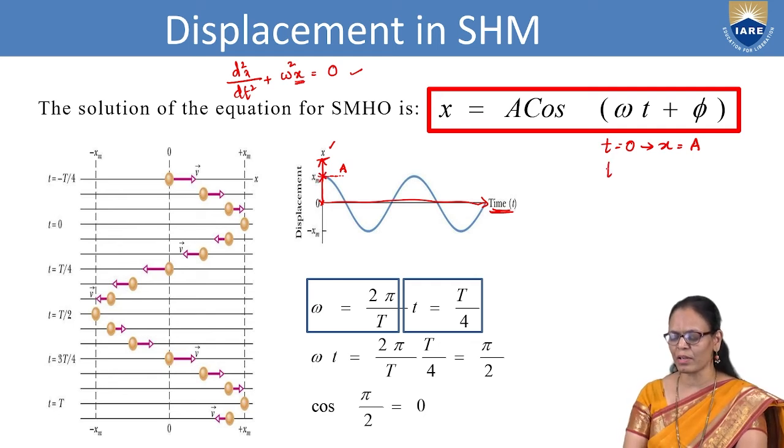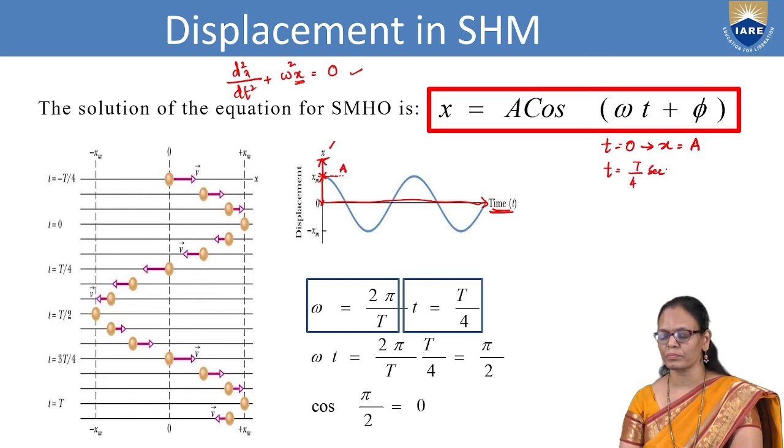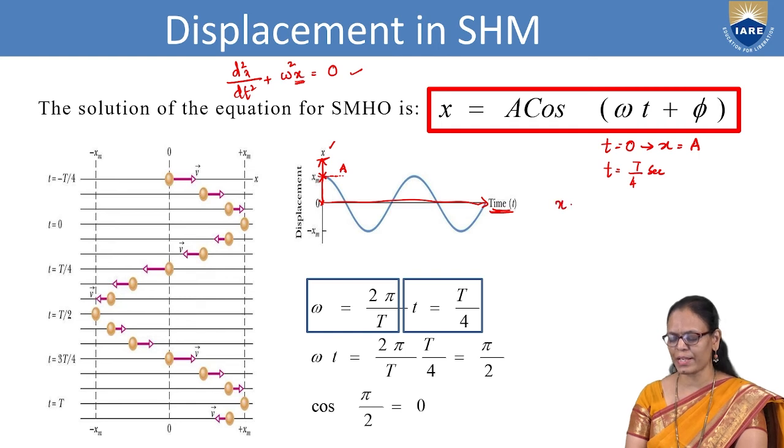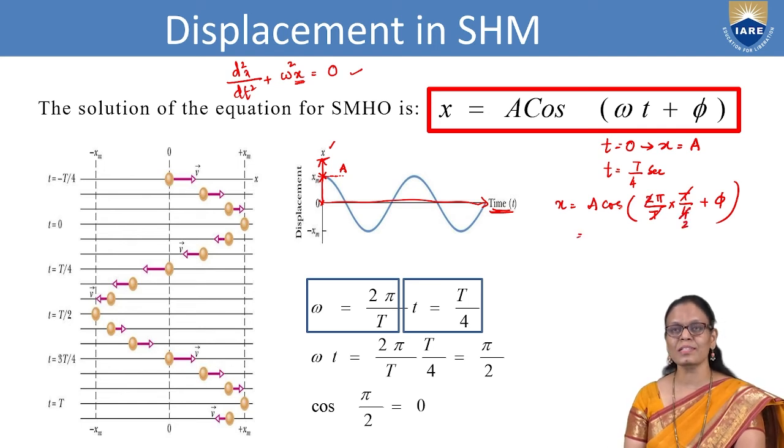Now at time t is equal to T by 4 seconds, what is the displacement? x is equal to a cos(omega t), where omega is 2 pi by T and t here is T by 4 seconds. T and T will get cancelled. So this will be cos pi by 2. So cos 90 is what? 0. So 0 into a is 0. So x is equal to 0. So at T by 4 seconds, the particle is at 0.